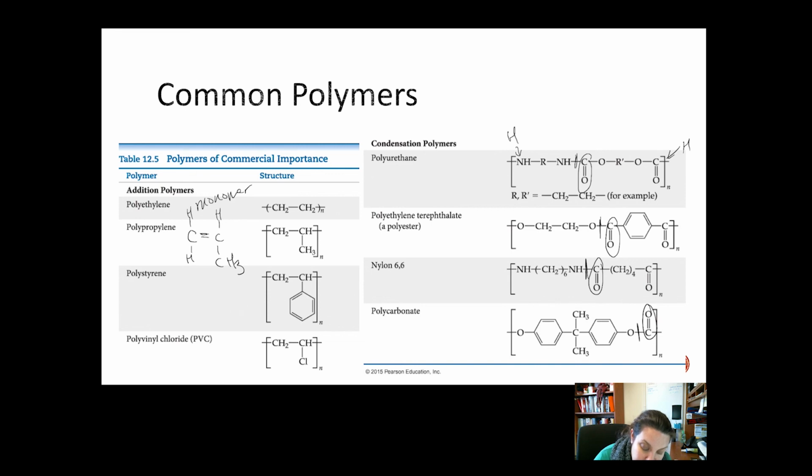So we can say this is NH2-R-NH2 as one of the monomers, and then the other monomer would be that OH with the carbon, oxygen, R prime, oxygen, carbon, oxygen, hydrogen. Like so. Oh, sorry, OH, I lied. Okay.